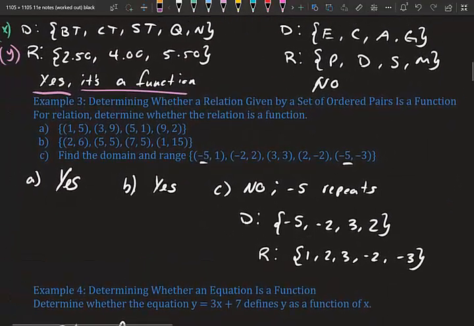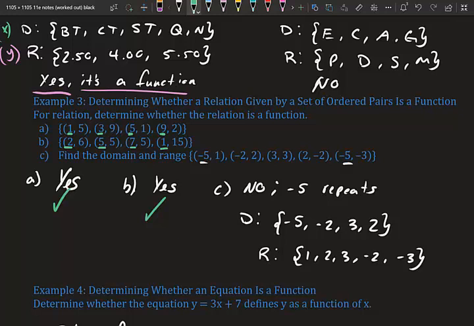All right, example 3, determine whether a relation given by a set of ordered pairs is a function. So when we're given a set of ordered pairs, we only look at our x's. So if we look at our x's, we have 1, 3, 5, and 9. None of those numbers are the same. So A is a function. Let's go to B. 2, 5, 7, 1. None of those numbers are the same, so B is a function.